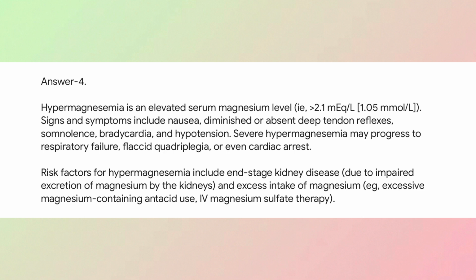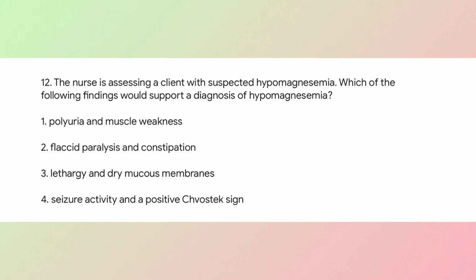Hypermagnesemia is an elevated serum magnesium level, i.e., greater than 2.1 mEq/L (1.05 mmol/L). Signs and symptoms include nausea, diminished or absent deep tendon reflexes, somnolence, bradycardia, and hypotension. Severe hypermagnesemia may progress to respiratory failure, flaccid quadriplegia, or even cardiac arrest. Risk factors for hypermagnesemia include end-stage kidney disease due to impaired excretion of magnesium by the kidneys and excess intake of magnesium.